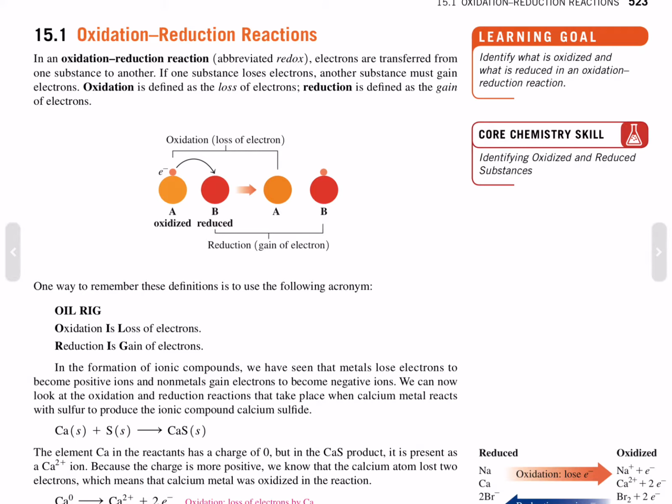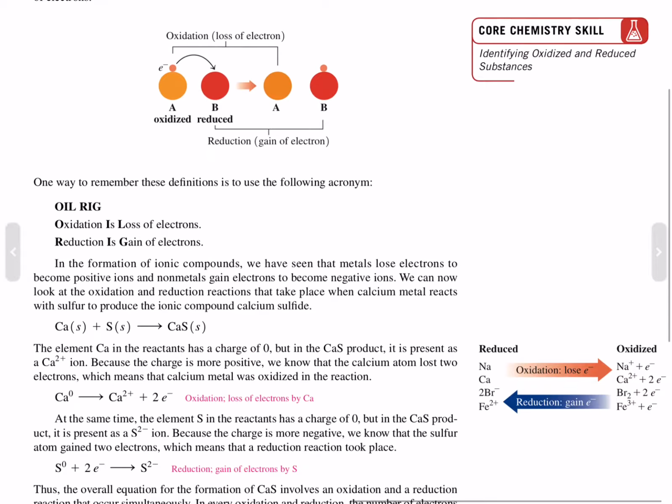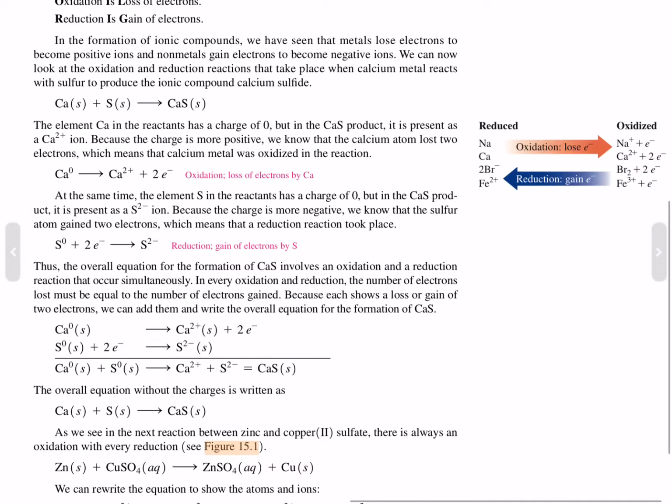One way to remember these definitions is to use the following acronym. OIL RIG. Oxidation is loss of electrons. Reduction is gain of electrons. In the formation of ionic compounds, we have seen that metals lose electrons to become positive ions and nonmetals gain electrons to become negative ions.